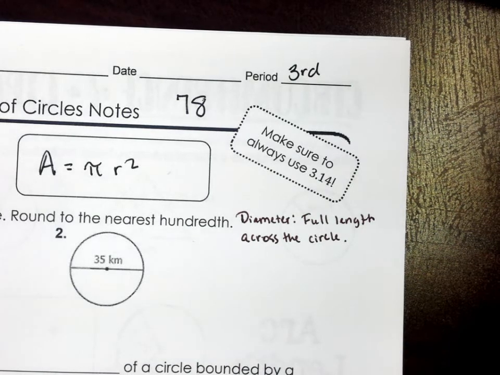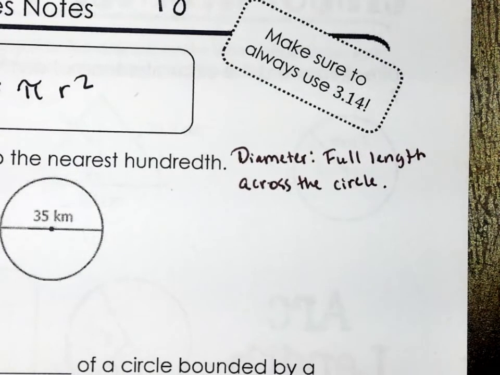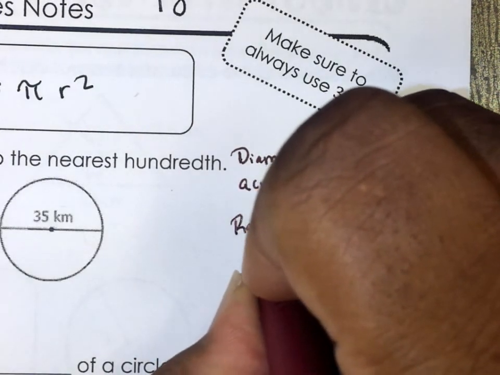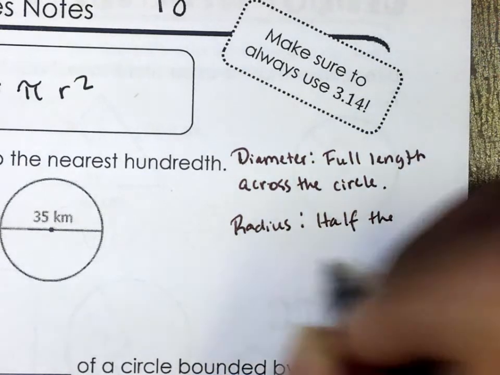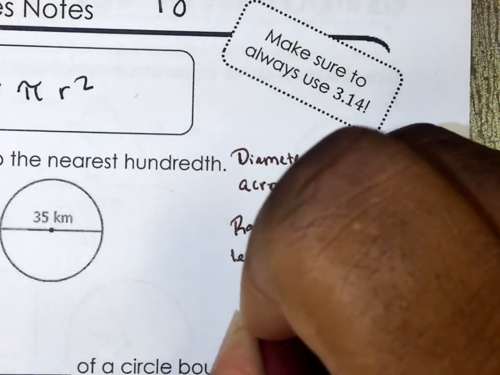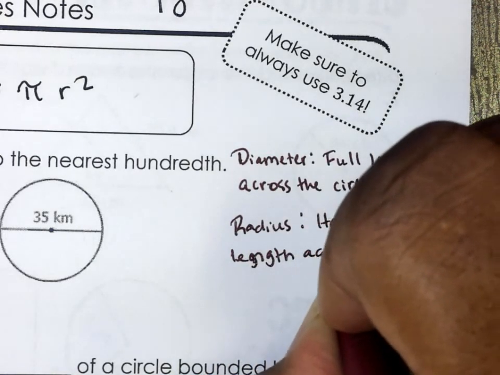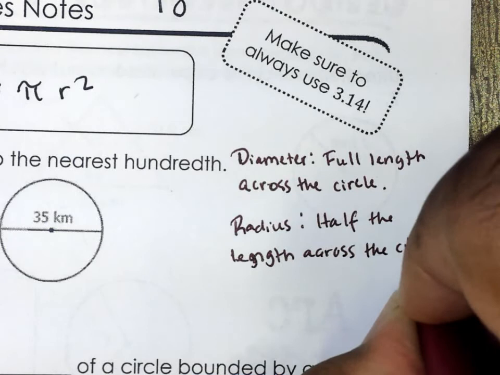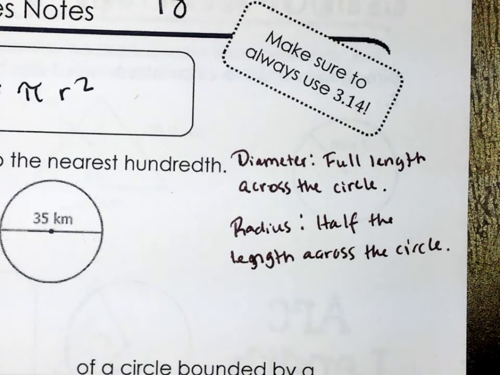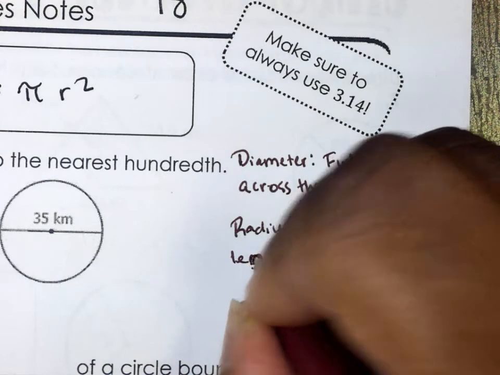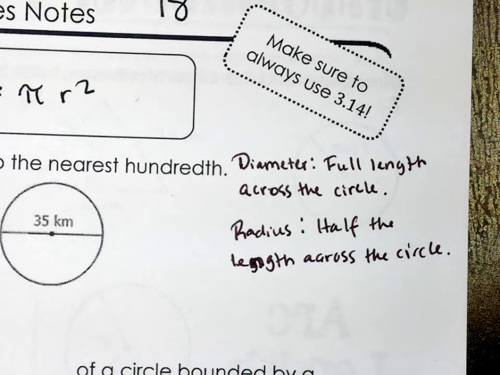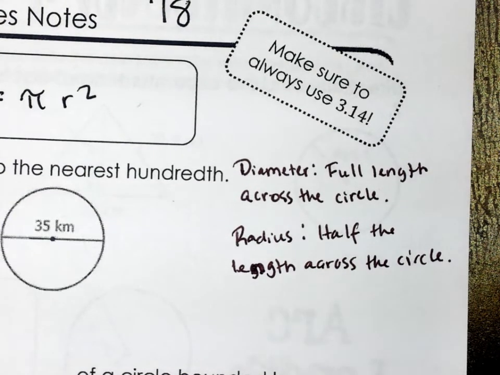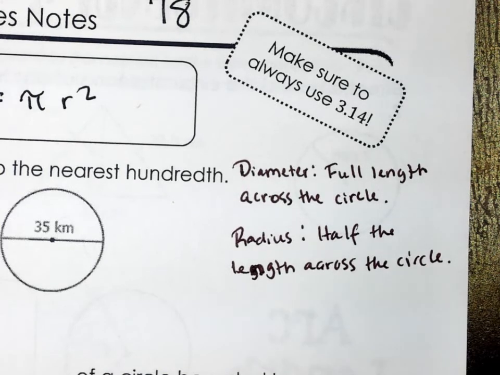Let me zoom in so I can see that. Full length across the circle. Radius. Half the length across the circle. Alright. So if you have one, you automatically know what the other is by doing simple math. It shouldn't be hard for y'all to figure out how to get one or the other. You gotta do simple math to get one or the other.